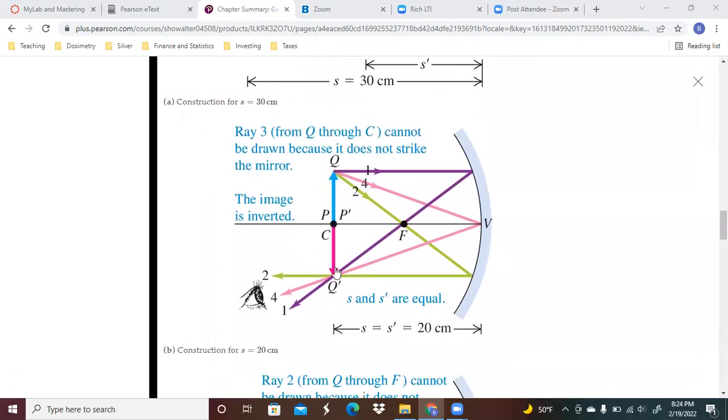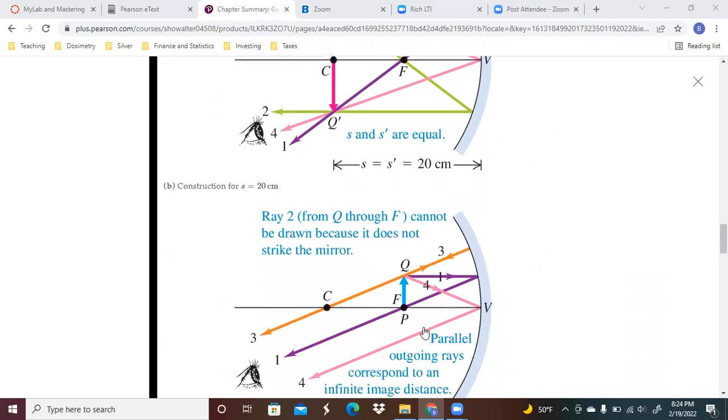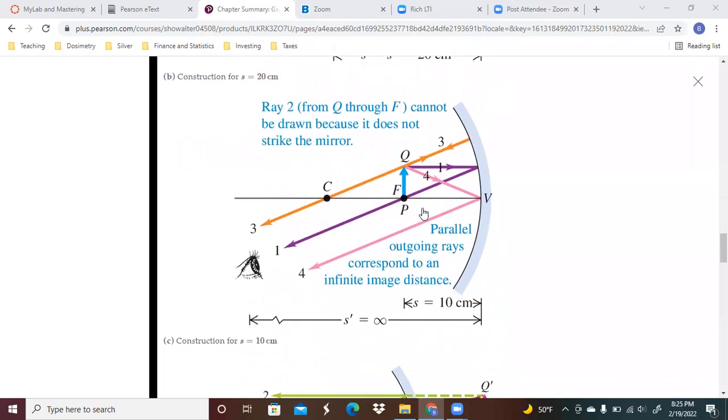If you look at 20 centimeters, it's all pretty much the same thing. The only difference here is that if we're looking at our image here and we're trying to draw the ray that goes to the center of curvature, it's going to cut through here. And there's no ray that actually bounces off the mirror to do that. It would go from here to here. So there's no reflection off the mirror. Here, at 10 cm, from Q to F, ray 2 cannot be drawn because it does not strike the mirror.